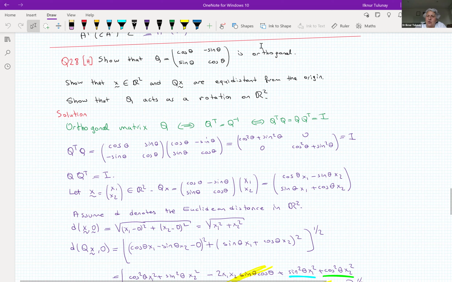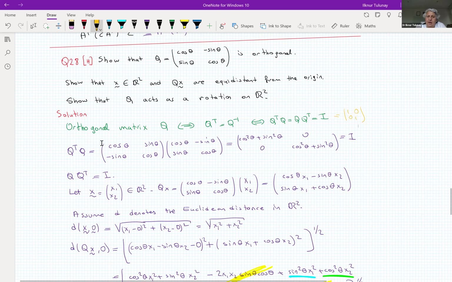First, remind ourselves what an orthogonal matrix is. An orthogonal matrix means that the transpose is equal to the inverse of that matrix. This is equivalent to saying that Q transpose times Q, and Q times its transpose, will give us an identity matrix. This identity matrix here is the 2 by 2 matrix, which, as we know, is just 1, 0, 0, 1. This is what we need to prove for this matrix.